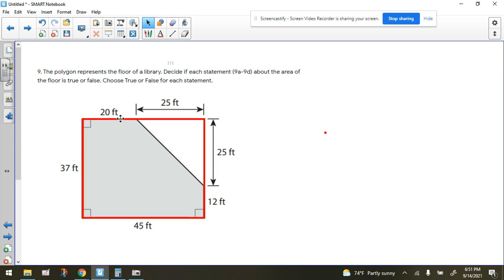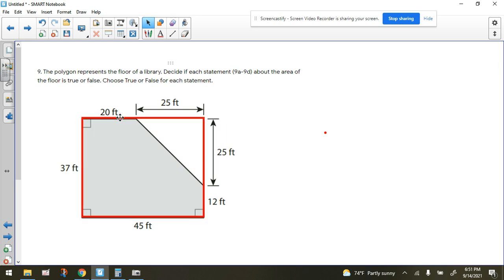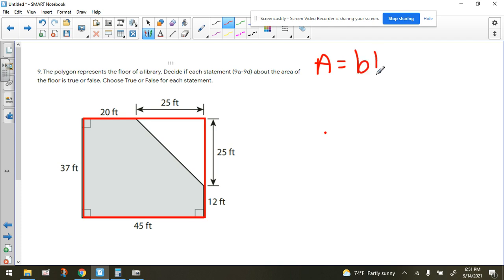If we were to find the area of this red rectangle and we ask ourselves, what would the dimensions of that be? It would be a 45 by 37, right? We would go ahead and we would do base times height, and we would multiply together these two numbers as the base and the height. So we would call 45 the base, and because this is perpendicular, we would call that the height. And that would give us the area of the red rectangle.